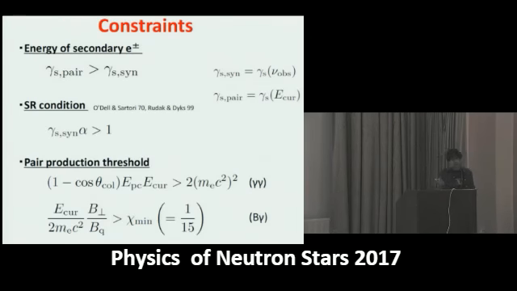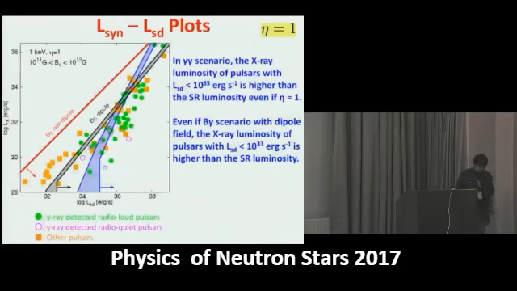Second is the validity of synchrotron radiation here. And last is the pair creation threshold, like this. This is the result of our model.